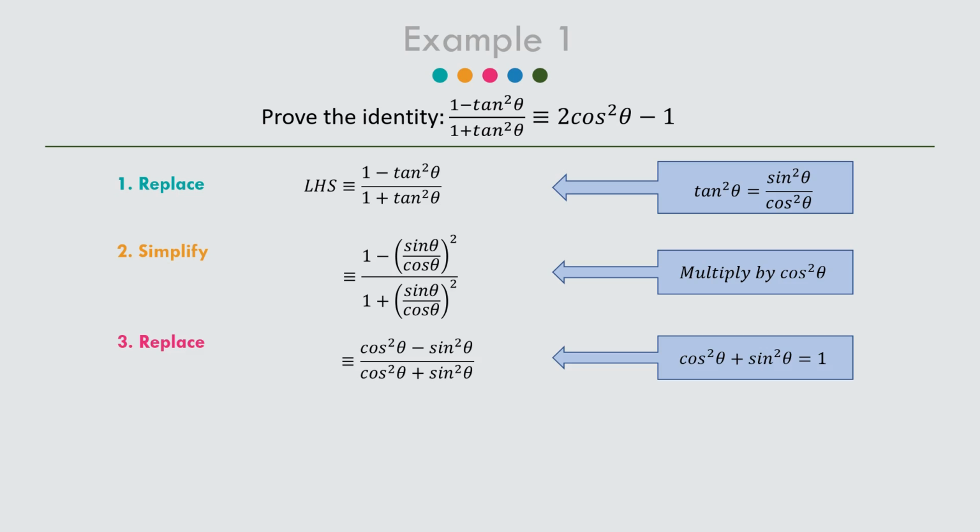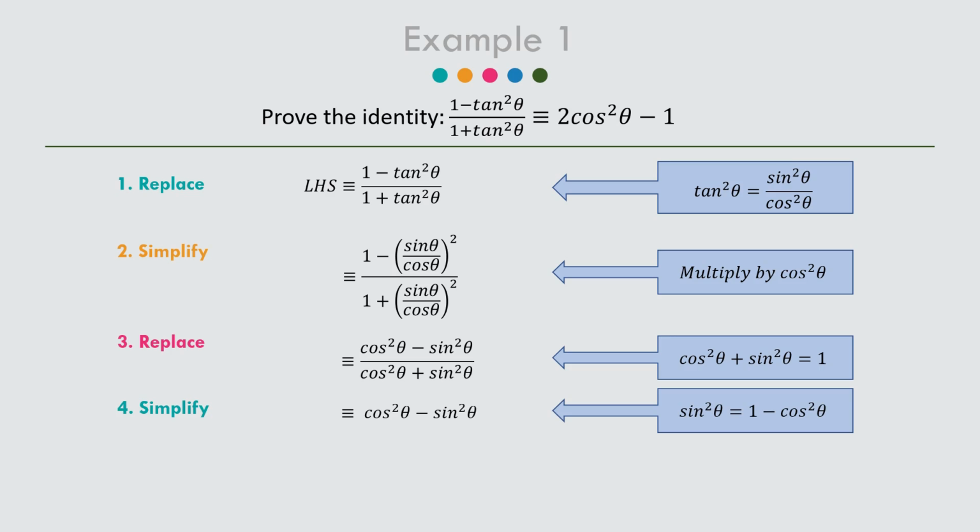Now that I have multiplied by cos squared theta, take a look at the denominator. The denominator says cos squared theta plus sine squared theta. We have seen this before and we know that it equals 1. So, cos squared theta minus sine squared theta divided by 1 is simply cos squared theta minus sine squared theta.